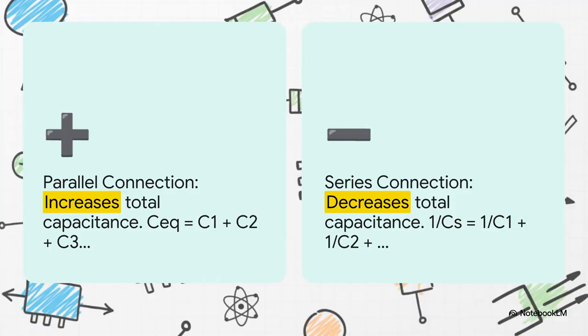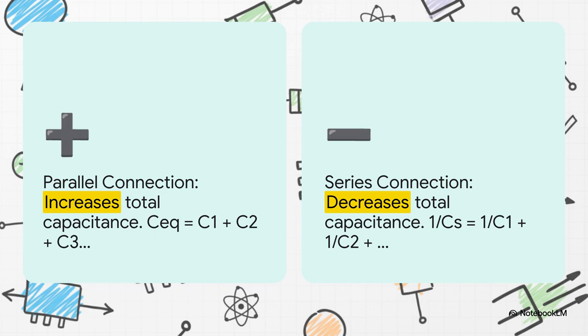But here's its superpower. Unlike a regular battery, it can release all of that stored energy in a sudden, incredibly powerful burst. Now here's where it gets really interesting. How you wire these things together completely changes their behavior. If you connect them in parallel, side by side, their storage capacities just add up. Simple enough, you get more total storage. But if you connect them in series, end to end, something really counterintuitive happens. The total storage capacity actually goes down.